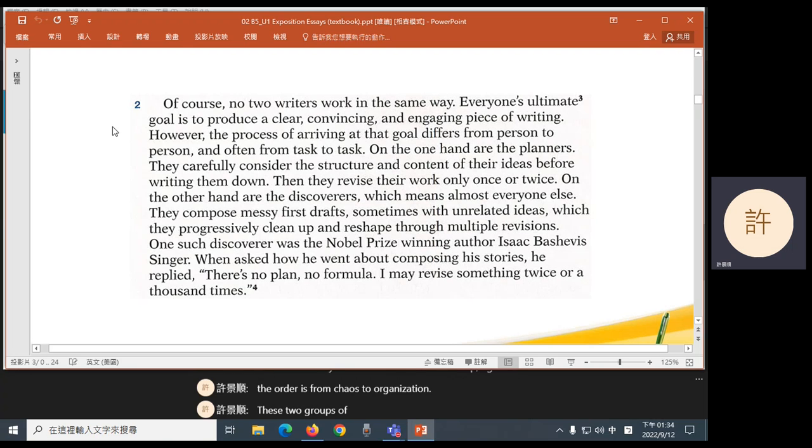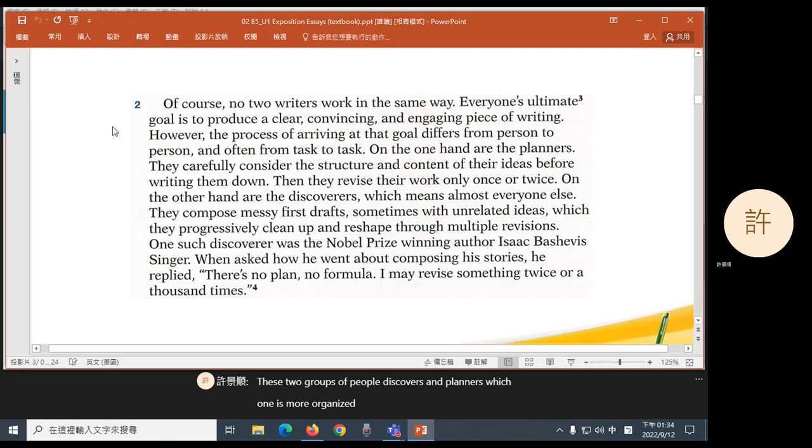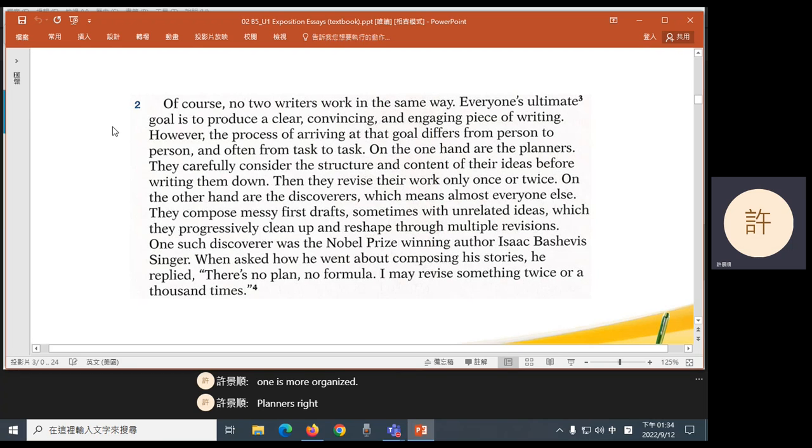These two groups of people, discoverers and planners, which one is more organized? Planners, right? Discoverers have to figure out the order on the page. So if the order of your essay is from chaos to organized, it makes more sense to first talk about discoverers and then talk about planners, because planners are closer to beginning to write the full essay. So the better solution to this problem is to change this paragraph instead of changing the entire essay.